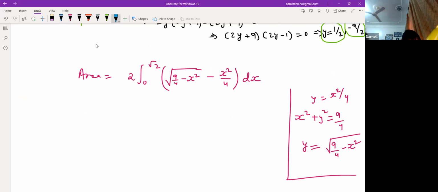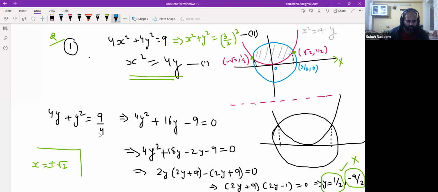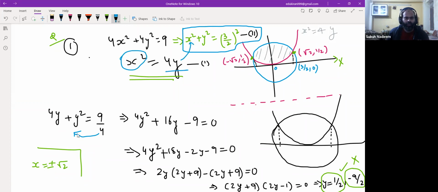So in the first step for the calculation, where's the 16y from? When you take the LCM, this 4 is going on the left. So 4 into 16y plus 4y square. This is there, no? 9 by 4 on the right, and x square you have taken as 4y. So x square you put as 4y: 4y plus y square is equal to 9 by 4. Then 4 is getting multiplied to the left. Okay. Done?